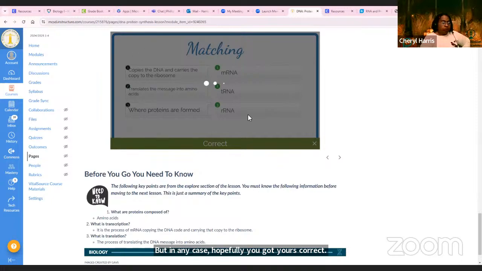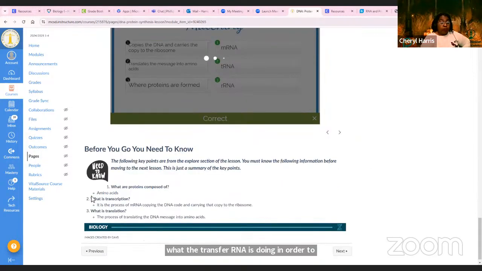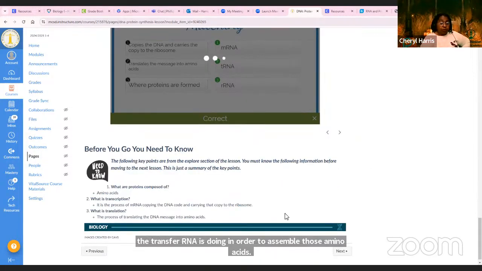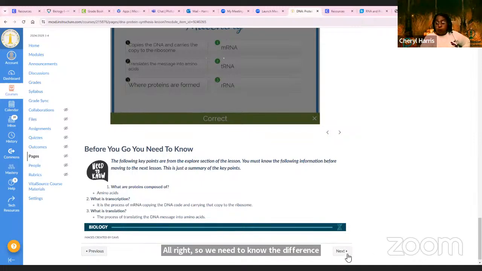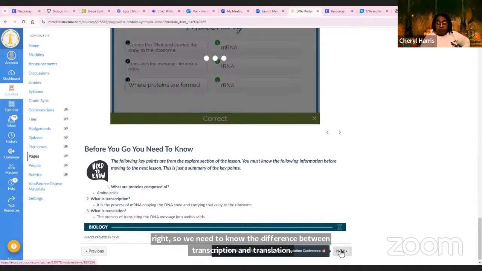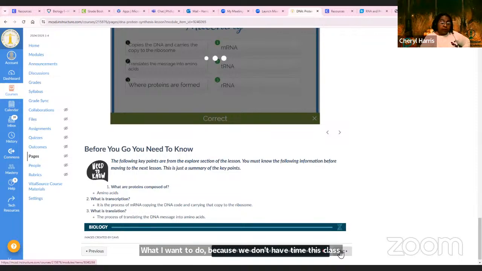But you do need to know this little box. So this is a quiz box right here. Knowing which RNA does what it does when it gets to the ribosome, and what the transfer RNA is doing in order to assemble those amino acids. All right, so we need to know the difference between transcription and translation. What I want to do, because we don't have time this class, is to do an activity where you actually practice transcribing.